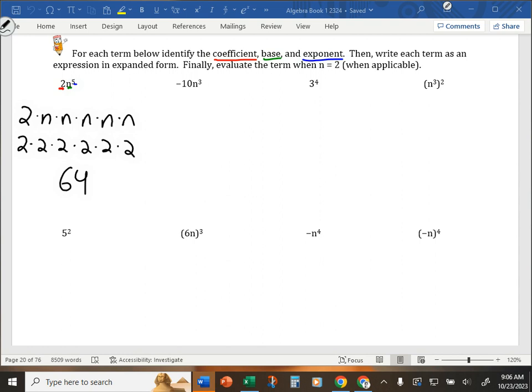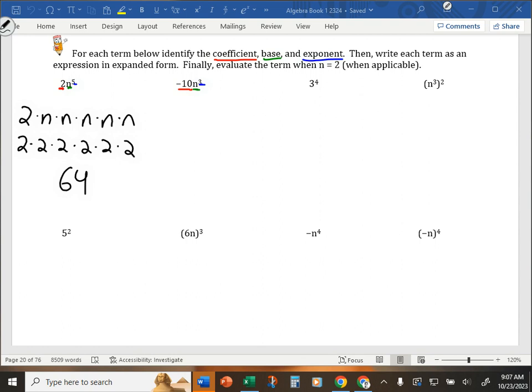Negative 10n cubed, same kind of setup as this one. What is the coefficient here? Negative 10. It's that number that comes before the base. Speaking of the base, what is the base? n. And we know that because it's what the exponent is attached to. And speaking of the exponent, what's the exponent? 3. Right? So there we have all of our pieces.